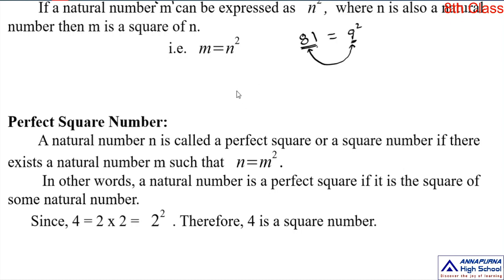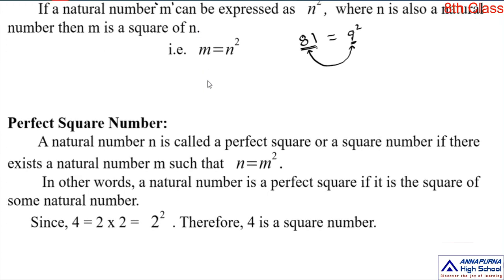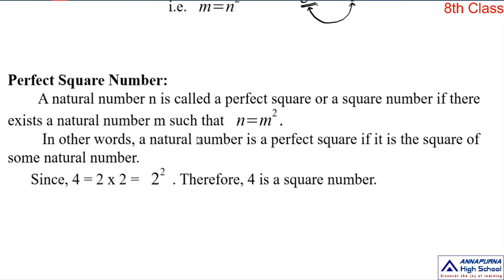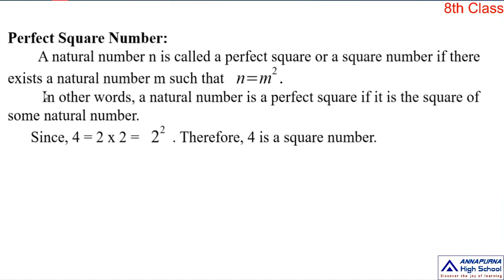But observe these two statements, similarly they are equal. But here we are discussing square of a number. Here we discuss perfect square number. So which type of numbers do we call perfect square numbers? A natural number n is called a perfect square number or a square number if there exists a natural number m such that n is equal to m square.